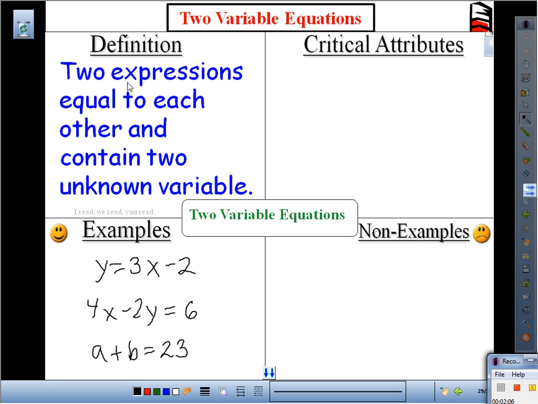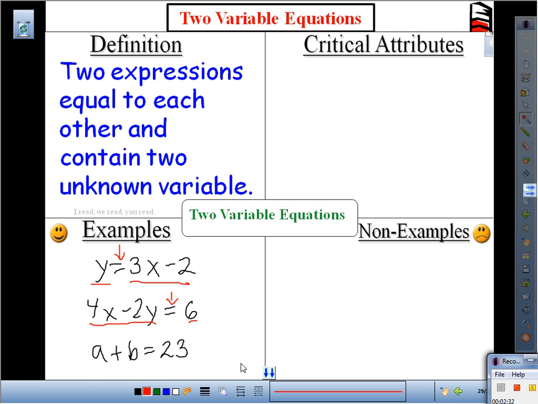All right, according to the definition, it says two expressions equal to each other. Let's see. This is an expression by itself? Yes. This is an expression by itself. Are they equal to each other? Yes. Do we have two different variables in this statement? Yes. Same here. Expression, expression, equal to each other and two different variables.